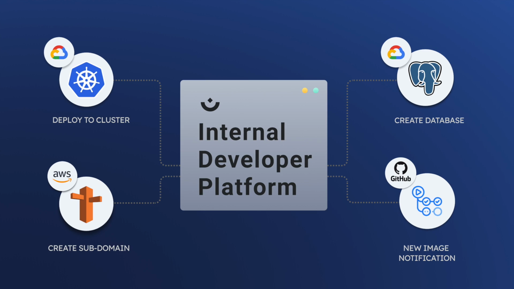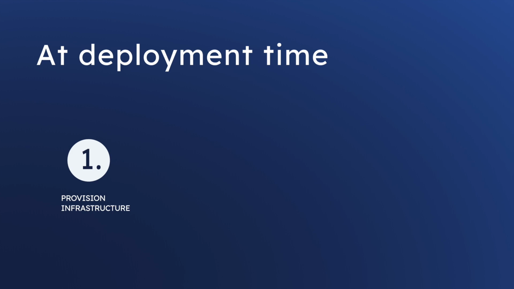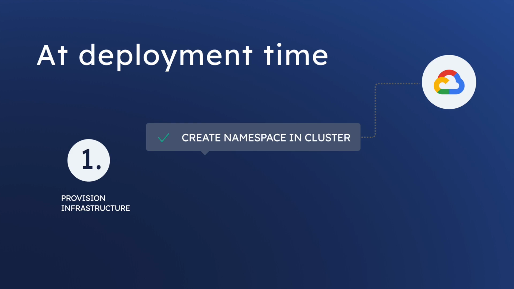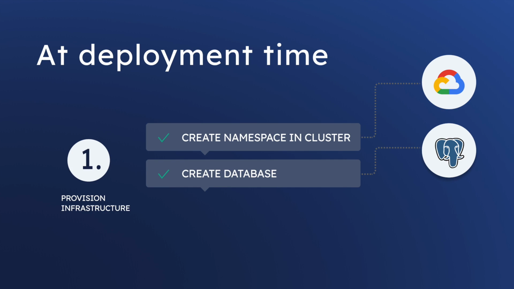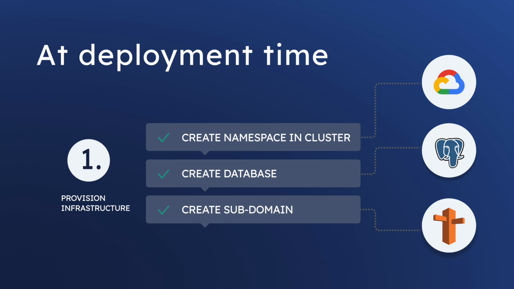You can think about it like a recipe. The platform will follow your recipe. So when a developer hits deploy for the first time, it will create a new namespace in your Kubernetes cluster, a new Postgres database, and a new DNS record for your subdomain.